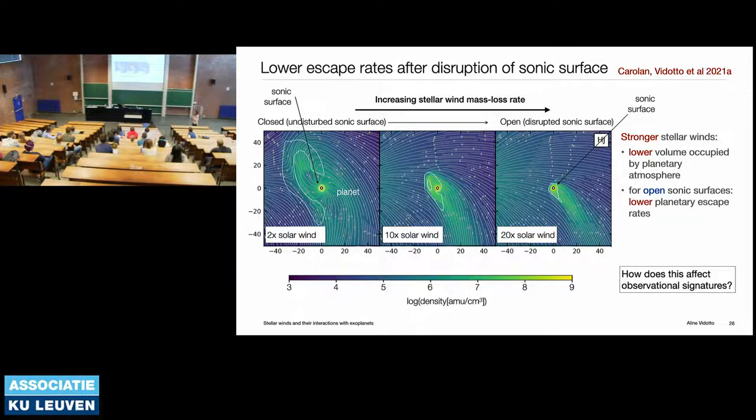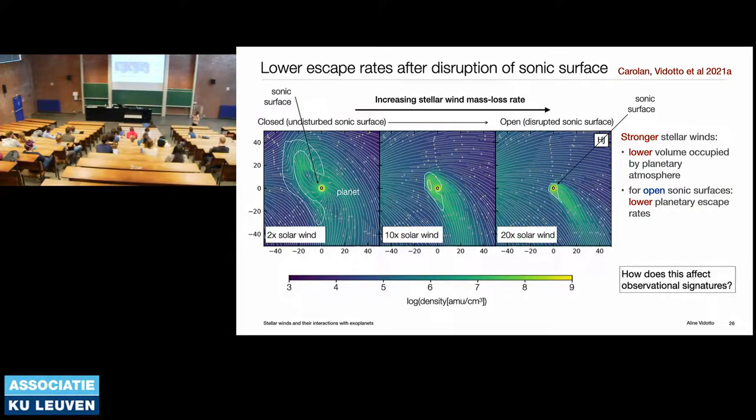What we are looking at here, these are all 3D simulations, but it's hard to visualize in 3D. So what we do is some cuts, and this is looking at the equatorial plane. Again, the wind comes from the left, and the question was, how is the atmosphere of the planet affected if the stellar wind is stronger? Remember, I told you that in the past, we think the stellar wind was stronger for stars similar to the Sun. So if you look at this, this is the planet. For each box here, I have a different mass loss rate for the wind. So this is twice the value of the solar wind mass loss rate, 10 times and 20. So you're increasing the stellar wind mass loss rate from left to right.